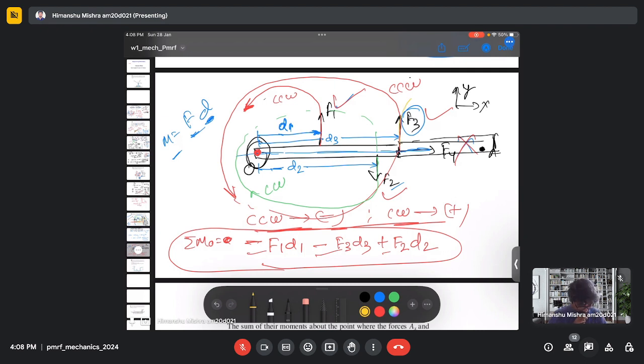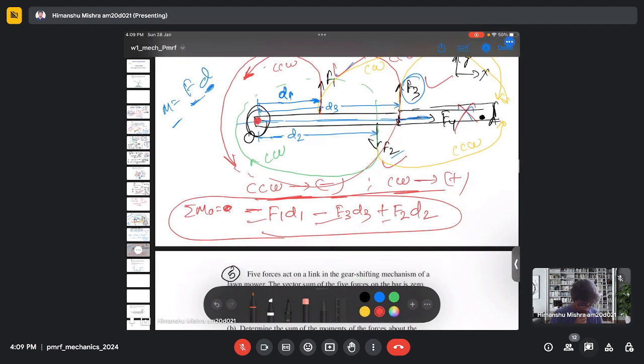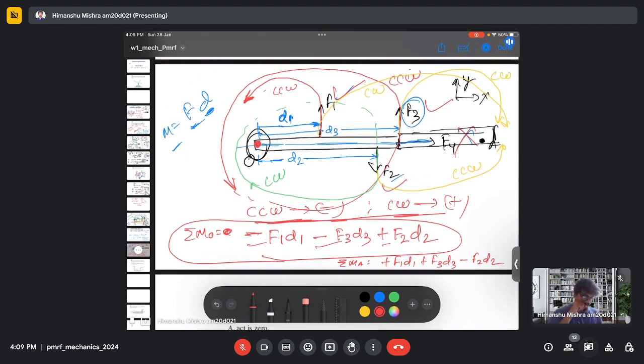For F3, about point A, it is going in the clockwise direction. Similarly, F1 about point A is going in the clockwise direction, whereas F2 about point A is going in the counterclockwise direction. So about point A, we will have positive movement due to F1, positive movement due to F3, and negative movement due to F2. So this is your movement about point A. This is how you visualize in order to decide the sign.